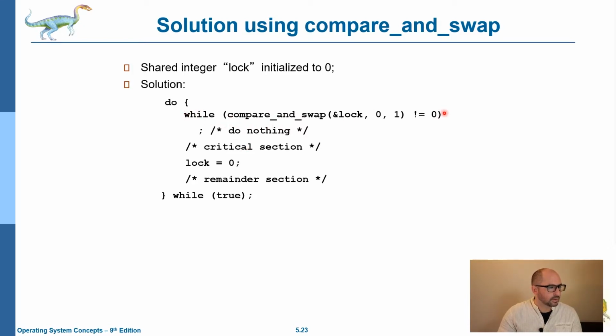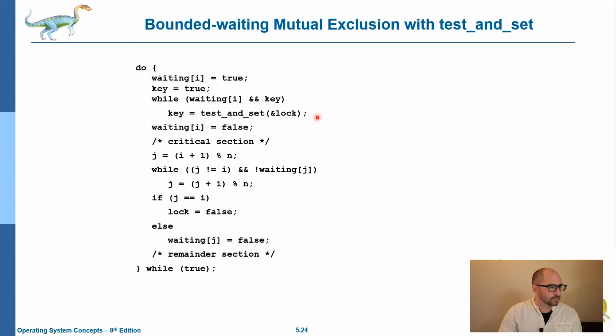So once the lock is acquired, the critical section can be executed and then lock set to 0 to allow other processes to acquire the lock. Again, this suffers from the same problem of bounded waiting for any other processes. So, how do we solve the bounded waiting problem? This is one method we could use.